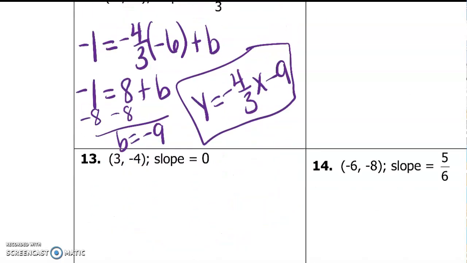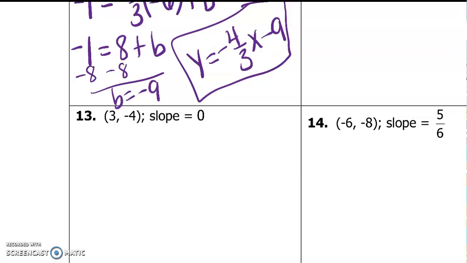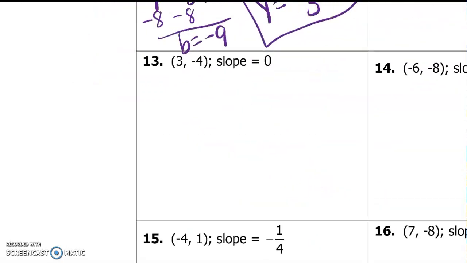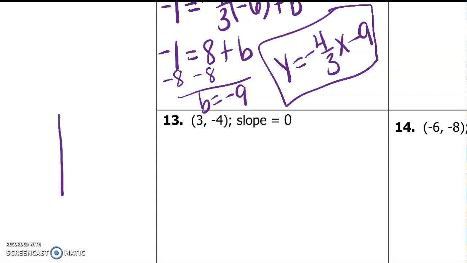All right, 13 is a little tricky. If you think about what a line that has a slope of 0 looks like, you might just be able to figure this equation out. If you were to graph 3, -4, and draw a slope of 0, this is what your line would look like. So hopefully you remember what the equation of a line that goes straight across looks like. If not, you would set it up the same way.